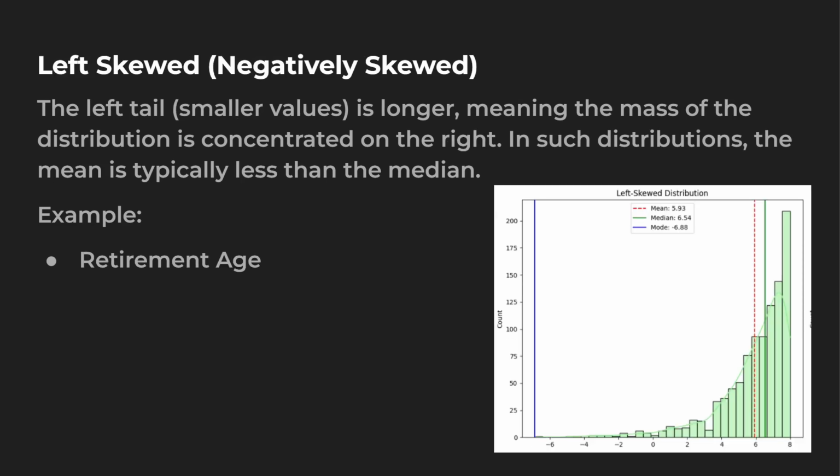Now let's take a look at something that's left skewed, also known as negatively skewed. Now the left tail is longer, meaning that the mass of the distribution is concentrated to the right. In such distributions, the mean is typically less than the median. So you can see mean is 5.93, median 6.54, and mode is 6.88. A good example is retirement age, right?